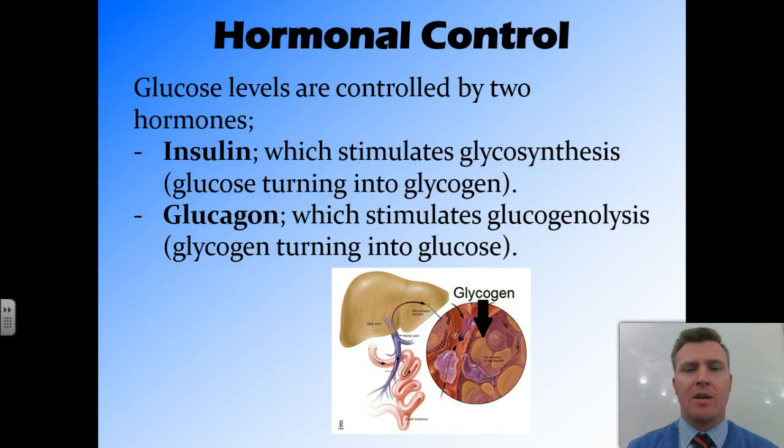Glucose levels in the blood are controlled by two hormones. Insulin, which stimulates a process called glycosynthesis, which turns glucose into glycogen, and glucagon, which stimulates a process called glycogenolysis, which turns glycogen back into glucose.